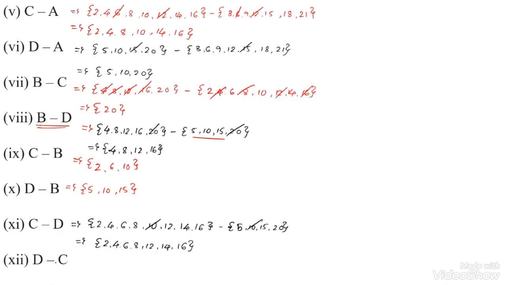The last one is D minus C. Here C minus D I have written now. I will check the D minus C. The common element is 10 only. The D minus C is 5, 15, 20. This is the difference of D minus C. I have solved up to this much. Let us move on to the next question.